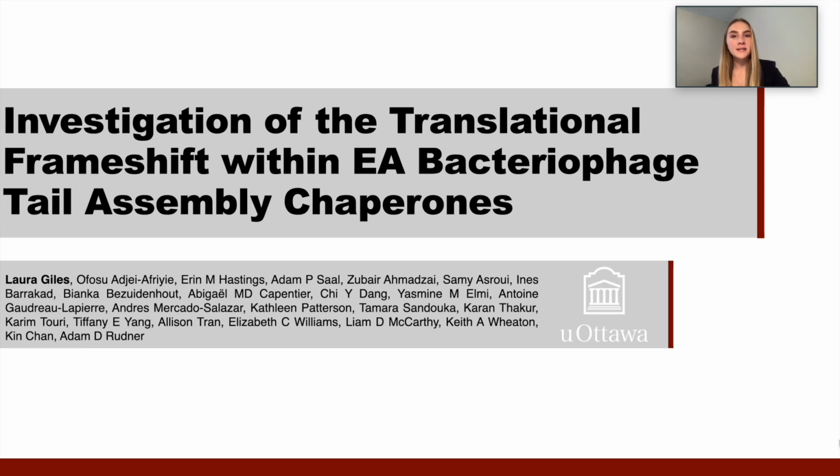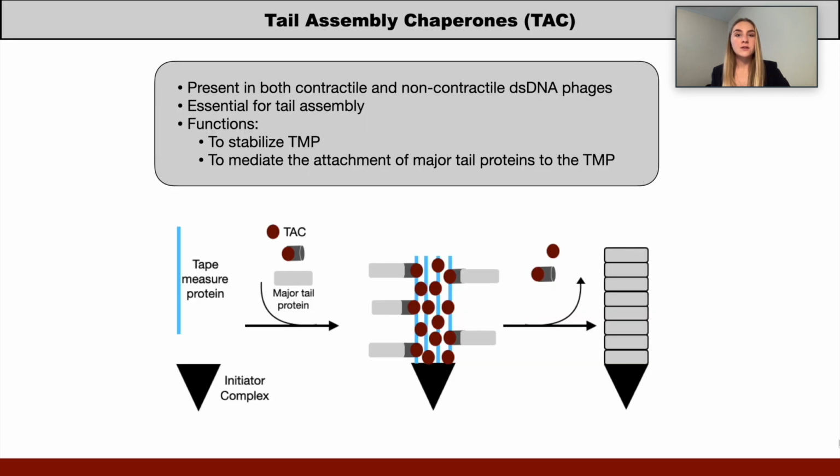Thank you for joining me today to listen to my investigation of the translational frameshift within EA bacteriophage tail assembly chaperones. To begin, tail assembly chaperones are present in both contractile and non-contractile double-stranded phages and are highly conserved. There are two isoforms of this protein that are essential for tail assembly, a short isoform as well as a frameshifted isoform. During tail formation, both of these isoforms bind via their N-terminus to the tape measure protein to stabilize and prevent it from precipitating out before the rest of the tail has been assembled.